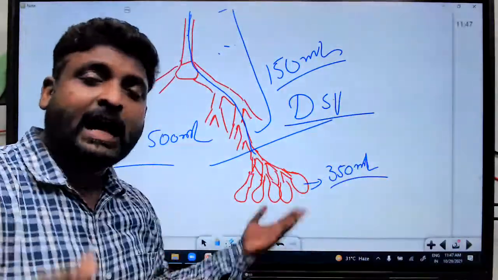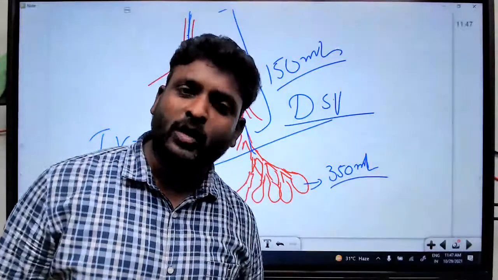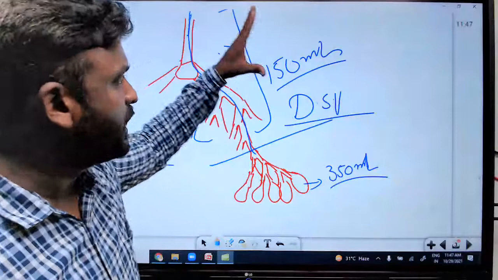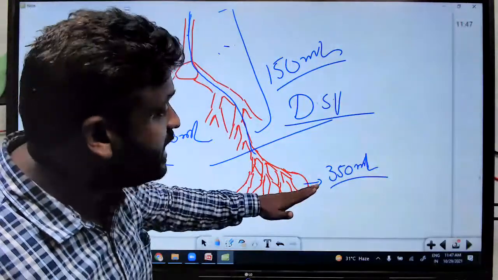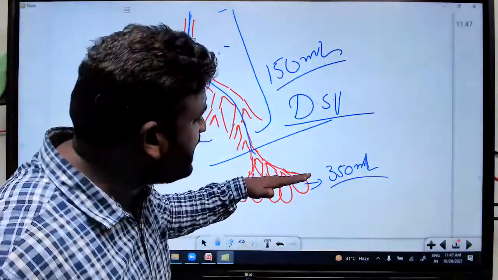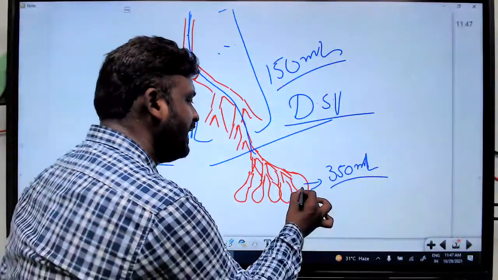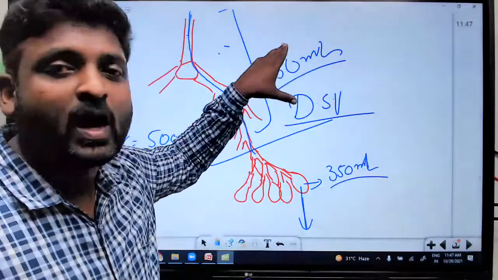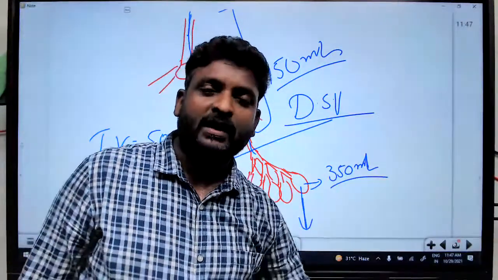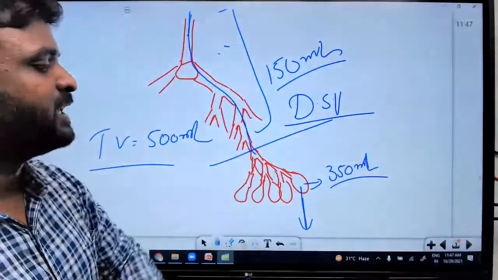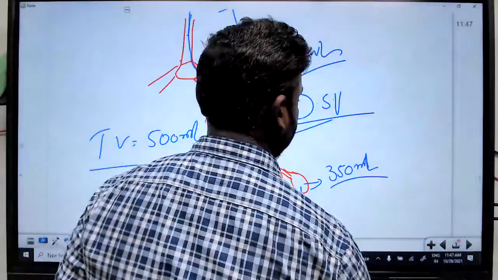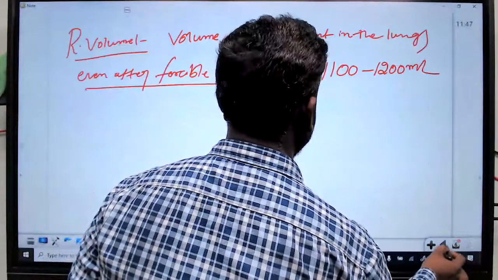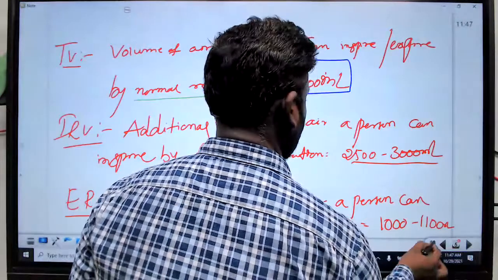Don't think that we inhale 500 ml and exhale 500 ml. Out of 500 ml, just 350 ml is used for the exchange of gases. Only 150 ml does not even reach the respiratory zone. That is called dead space volume. That is different.